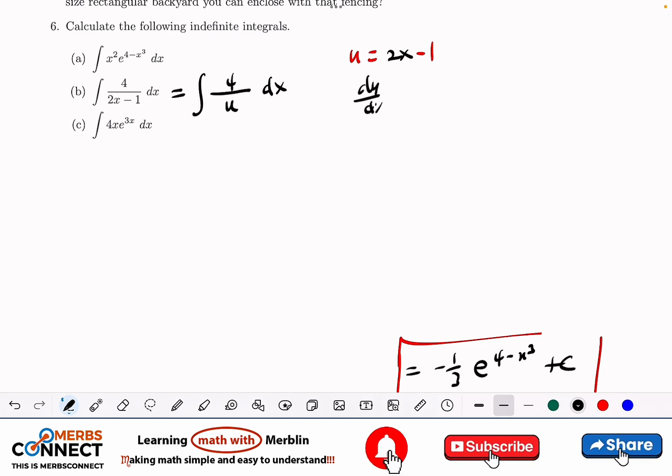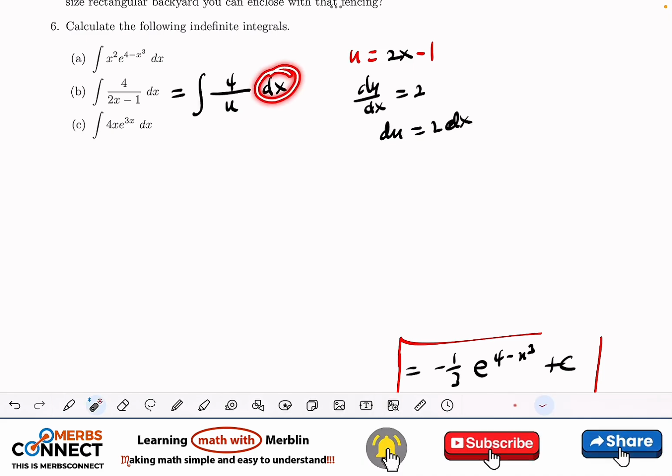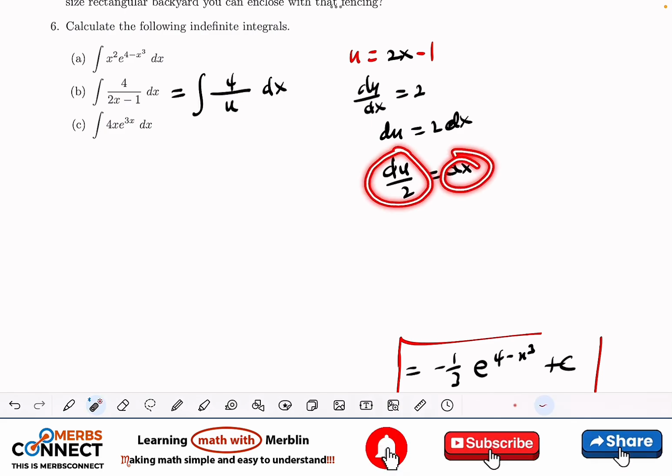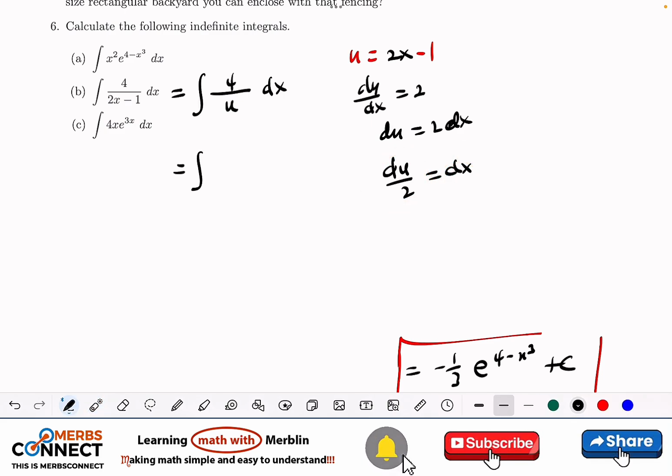Du over dx is equal to 2. So du is equal to 2 dx. So we need to look for this. So we need to divide du by 2. So du divided by 2 is equal to dx. So let's replace the dx by that. So this will be 4 over u times du over 2. This is nice. 2 cancel itself, 1 cancel here, 2. So our integration now becomes 2 out, 1 divided by u du.